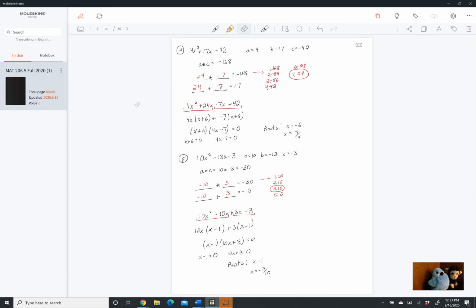No, I made a mistake through the whole thing. Okay, this is good. I know it's going to make this a couple of minutes longer, but it's good for you to see the mistake, okay? So the mistake is I jumped and I said 3 and 10. And I said negative 10 and 3 gives us negative 30. That's true, but negative 10 and 3 does not give us negative 13.